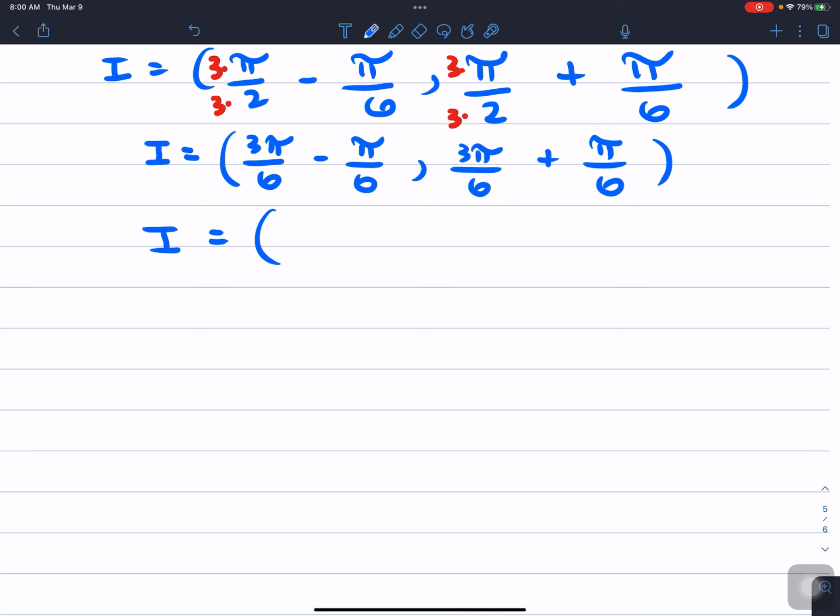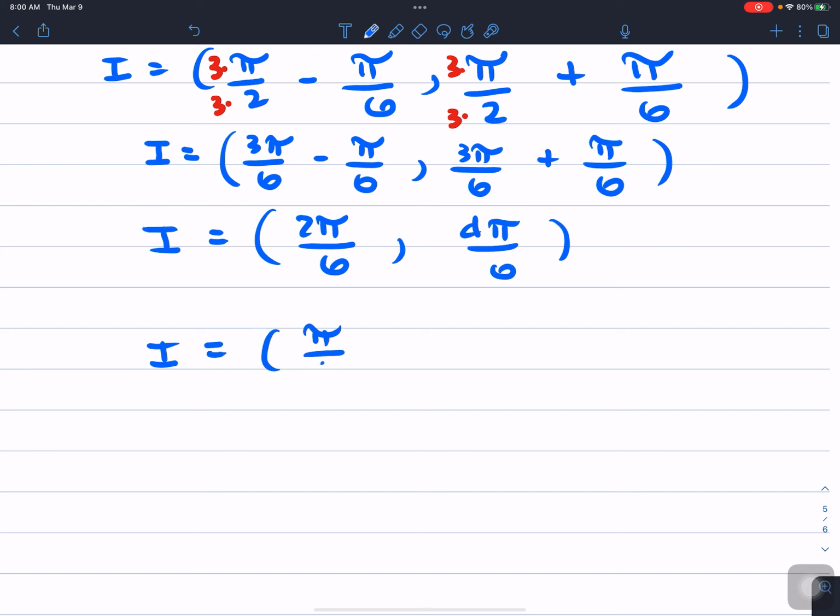3 pi minus pi, isn't that what? 2 pi over 6? 3 pi plus pi, isn't that what? Is that 4 pi over 6? Pi over what? 3, and then 2 pi over 3.